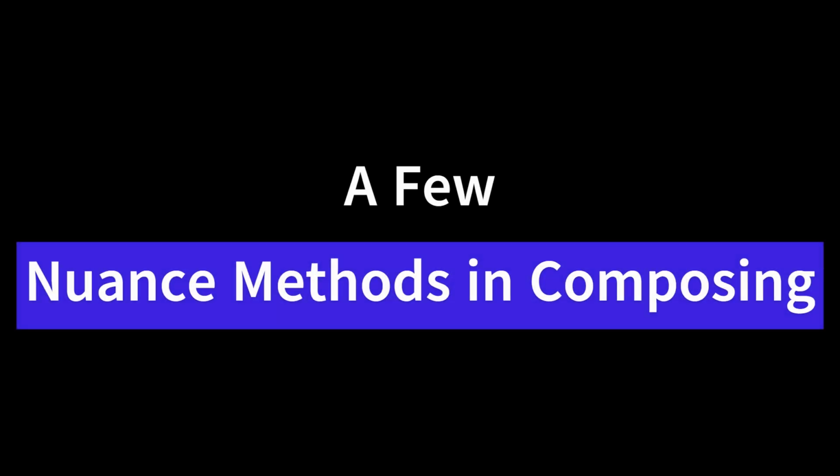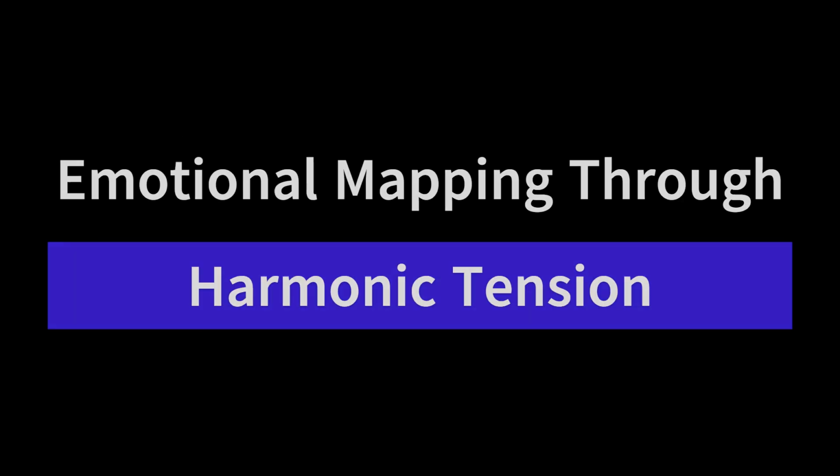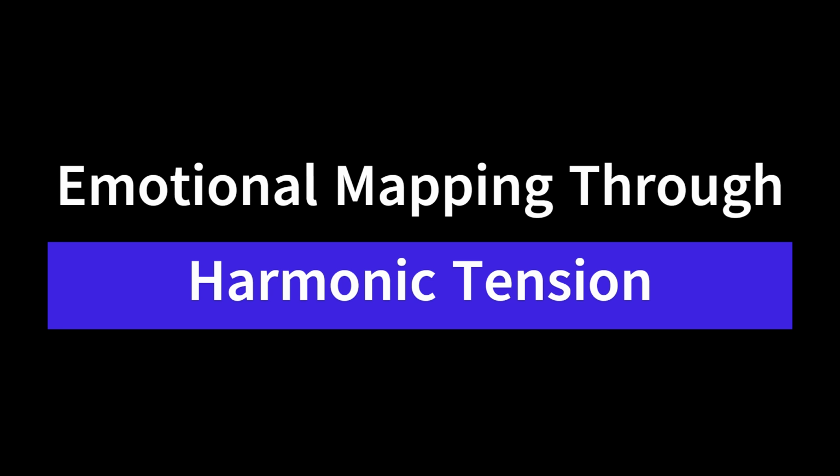This time we are going to discuss a few nuanced methods applied in composing. Emotional mapping through harmonic tension refers to how composers use chords and their relationships to create specific feelings in music. It is a way of using harmony to guide the listener's emotional experience. For example, stable and consonant harmonies, often built with simple intervals, can evoke feelings of peace and resolution. On the other hand, dissonant chords and unstable progressions, full of clashing intervals, can build tension, suspense, or even anxiety.